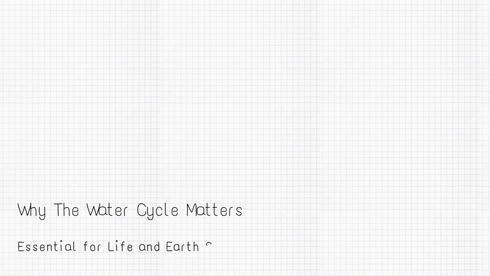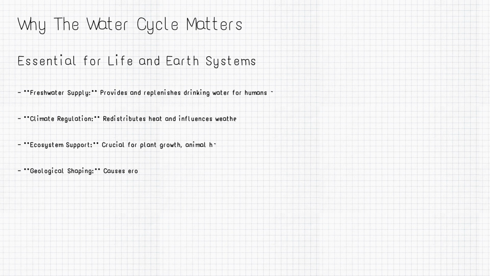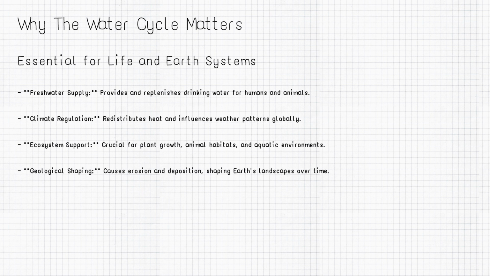The water cycle is absolutely essential for all life, and for the proper functioning of Earth's systems. It provides and replenishes our freshwater supply, which is critical for drinking water for both humans and animals. It plays a huge role in climate regulation, redistributing heat and influencing global weather patterns. The cycle offers essential ecosystem support, being crucial for plant growth, animal habitats, and aquatic environments. Finally, it's a powerful force in geological shaping, causing erosion and deposition that sculpt Earth's landscapes over vast stretches of time.